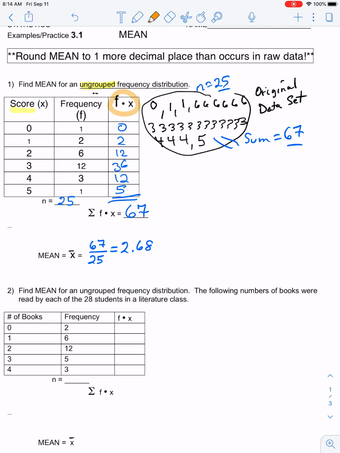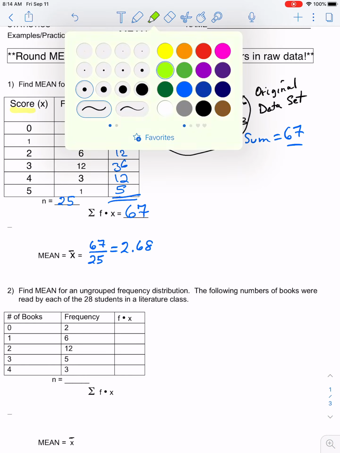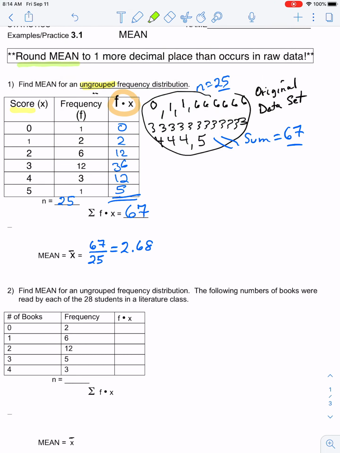And then according to the rounding rule up here, round the mean to one more decimal place than what your data is. Our data here is all whole numbers, so we want to round this to the tenths place. So we're going to say this is 2.7, that's your X bar, or your average.